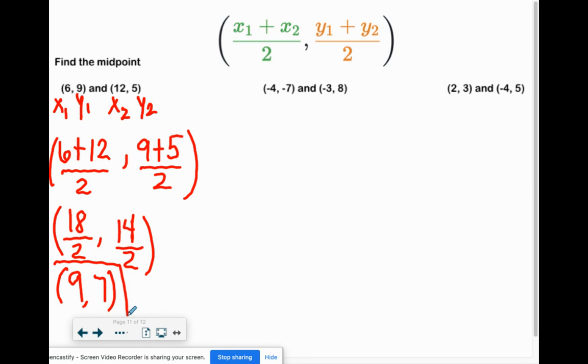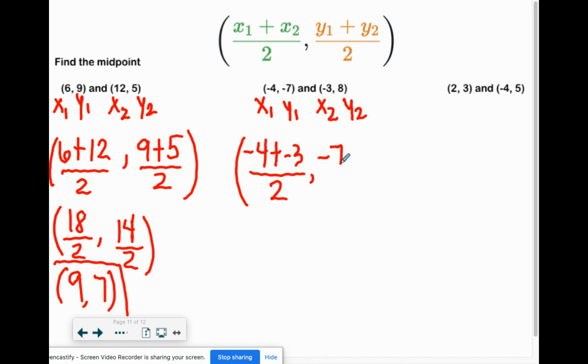Okay, let's start this next one together again. So I'm going to label x1, y1, x2, y2. Now we plug in. Plus -3. -7 plus 8. Yes, over 2. Perfect.